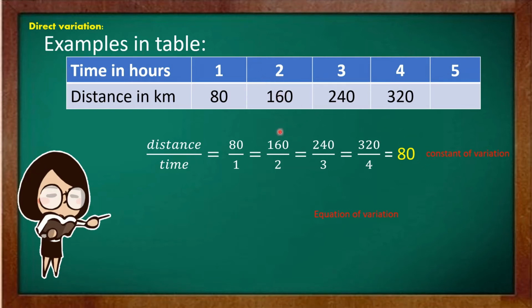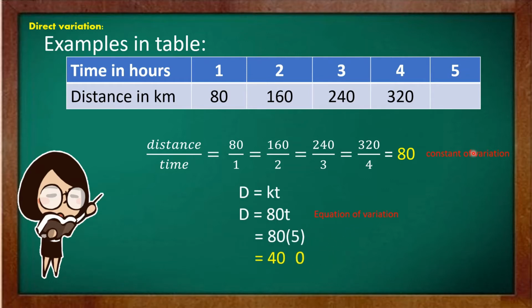160 over 2 is equal to 80 also. 240 divided by 3 is also 80. And 320 divided by 4 is also 80. So the constant for all of these four is 80, the same. That we call the constant of variation. Ito yung hindi nababago. So, just like I said, distance varies directly as the time, or distance is directly proportional to time.